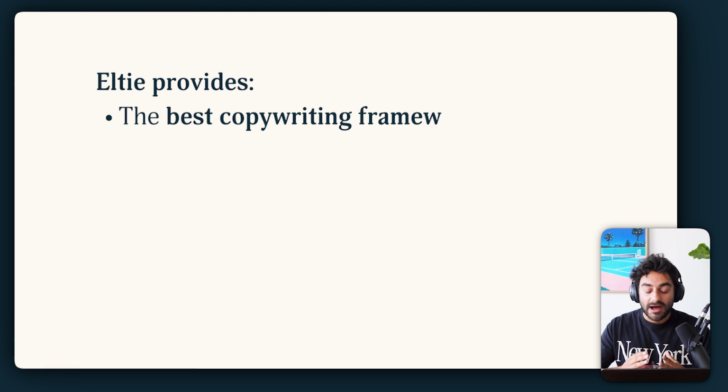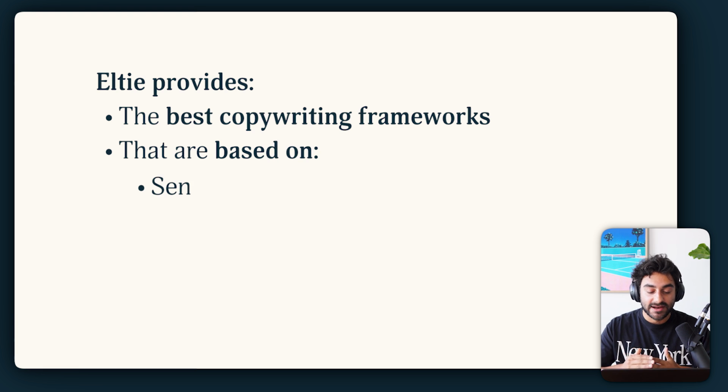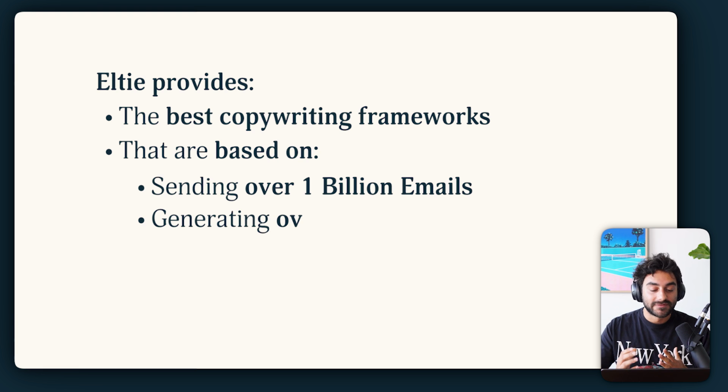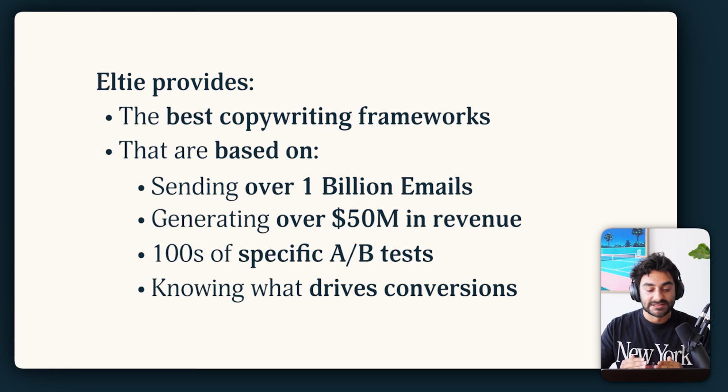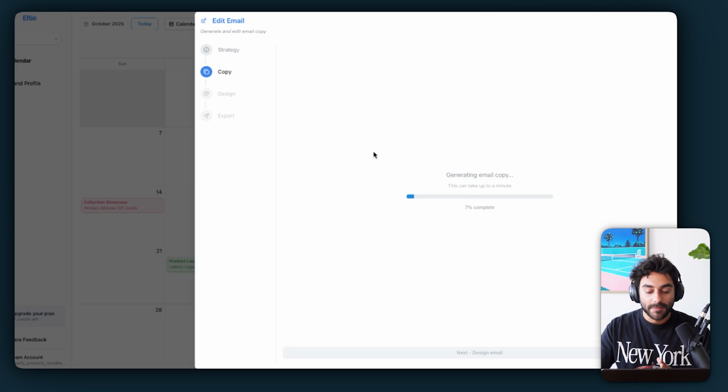And if that wasn't enough to prove why the output is going to be better than ChatGPT, Eltie is going to combine that with our top performing copywriting frameworks for e-commerce email marketing. That is, again, based on sending over 1 billion emails, generating over $50 million in revenue, running hundreds of A/B tests on copy specifically, and knowing what drives conversions. With that said, we can just hit generate copy. This is all going to be done for us. It can just take up to a minute.